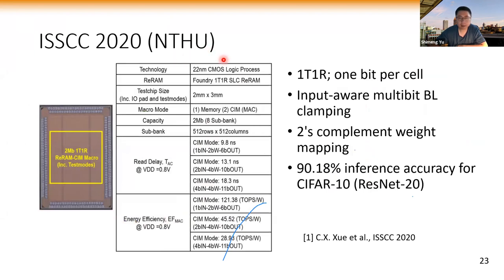Next year, the NTHU group published an improved version of the design using a more advanced 22 nanometer process. In this case, it also supports negative weights through two's complementary coding, and demonstrates some networks with reasonable accuracy. Of course, I would say that in all the prototype chip demonstrations, the network inference accuracy is done in a mixed mode. It's not fully on the chip, because those chips are typically too small, maybe hundreds of kilobits or megabits, so you cannot fit the whole model on the chip yet. So what is typically done is mixed-mode experiments. Some of the network layers are implemented on chip with measurement, and then the whole simulation is still done by the software implementation with some hardware-measured data. So it's not fully on the chip yet.